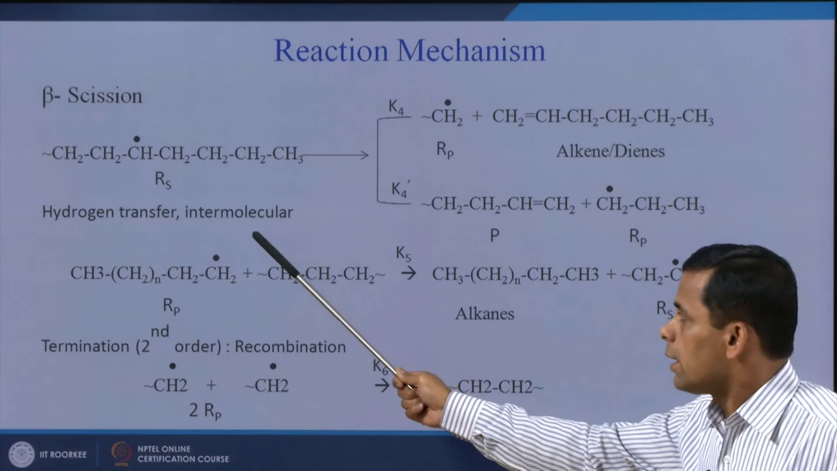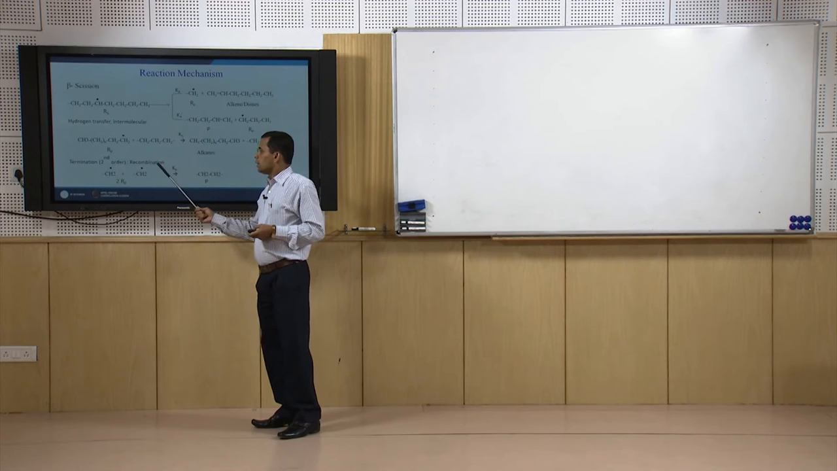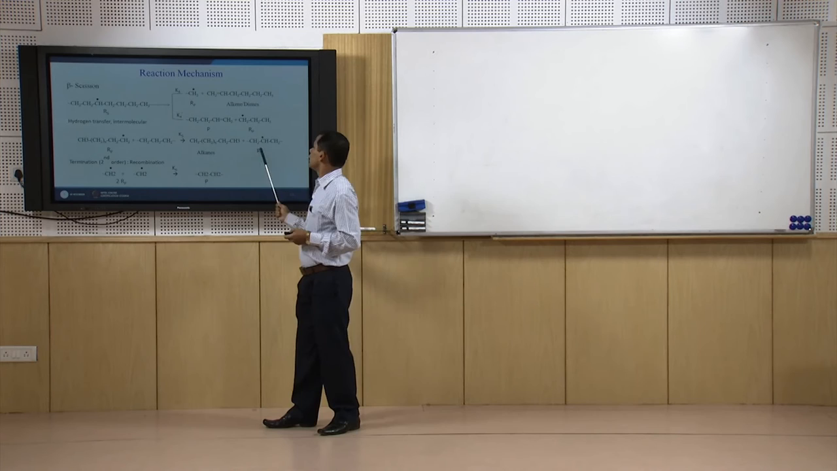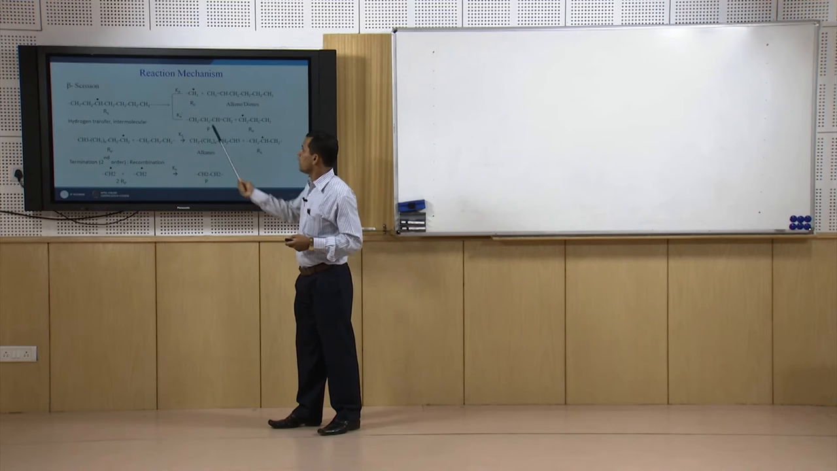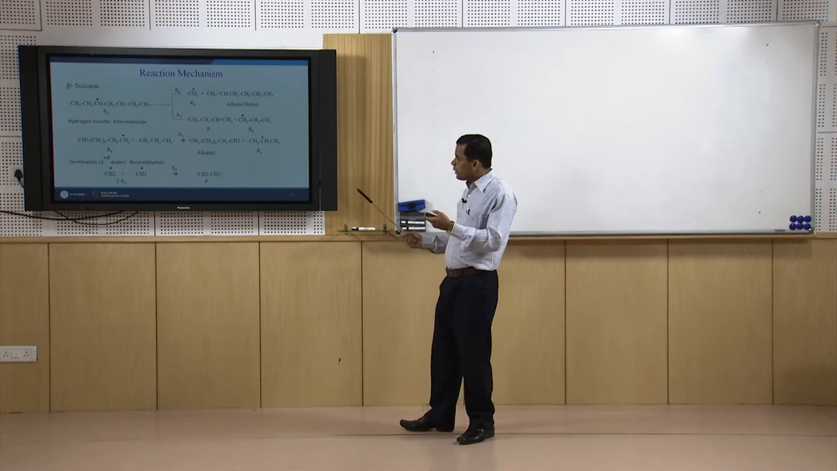Another type of reaction, which is the end of this pyrolysis reaction, is termination in second order. This is recombination: the free radicals which are formed, these are the free radicals, these are the free radicals, so any of these free radicals can combine and make a molecule. So here, for example, 2CH2, we are getting CH2CH2 with this.